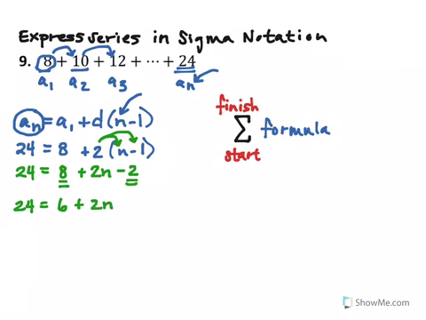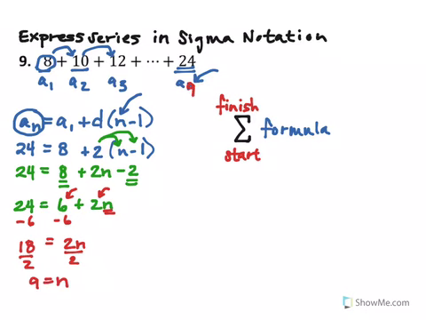And now the goal is to get n by itself. So we need to remove the 6 and then get rid of this 2. So we'll subtract 6 from both sides. And that's going to give me 18 is equal to 2n. And then finally divide by 2 to give me 9 is equal to n. So now I know that this is a sub 9, or the 9th term.